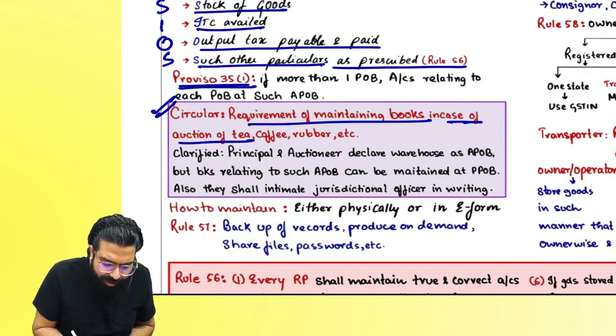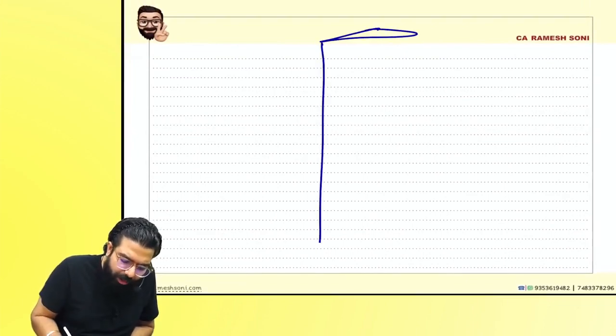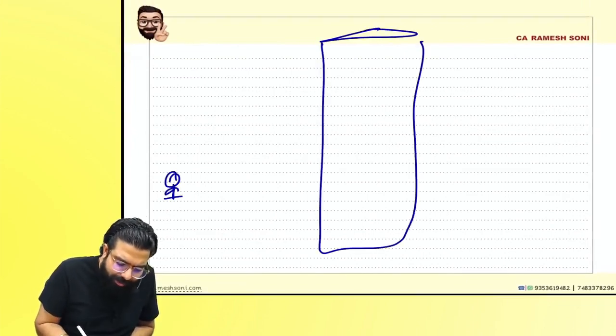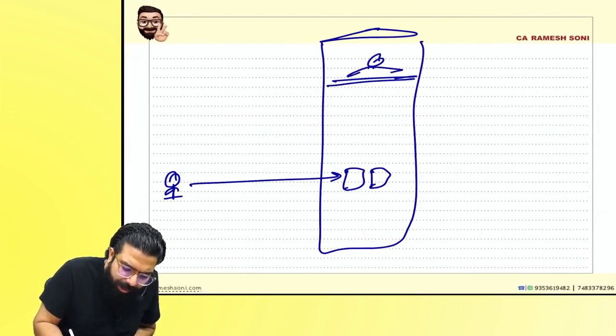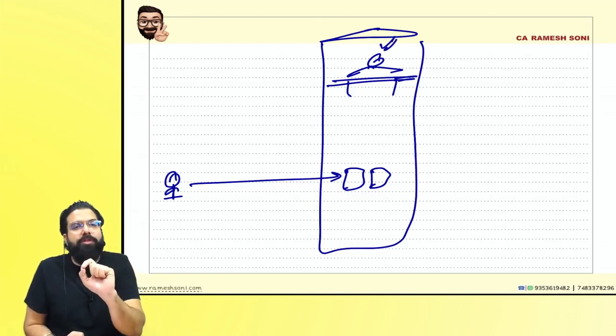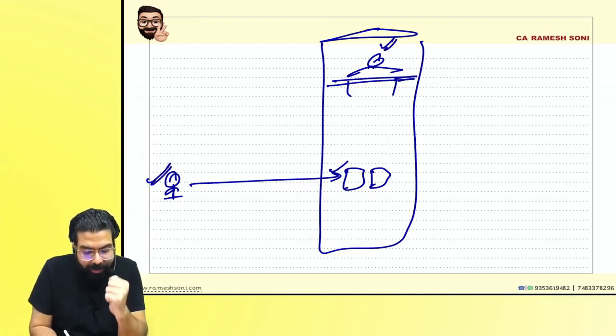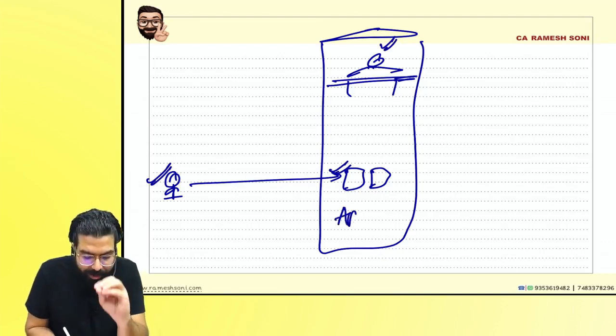in case of tea, coffee, rubber, etc. So supposedly there is a tea board over here. In the tea board, suppliers are going ahead and keeping their tea, and the auctioneer is also coming and doing the auction from here. Because the auctioneer is coming and doing the auction from here, and the suppliers are storing the tea over there, they have to declare that tea board or the coffee board as additional place of business.